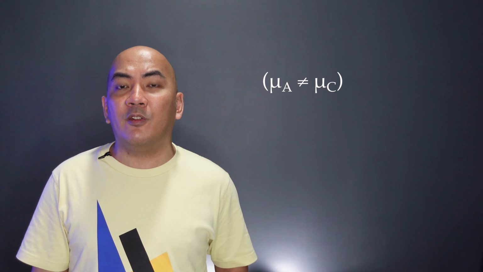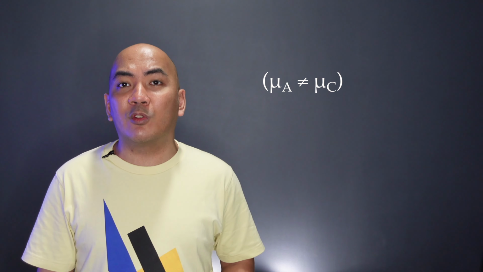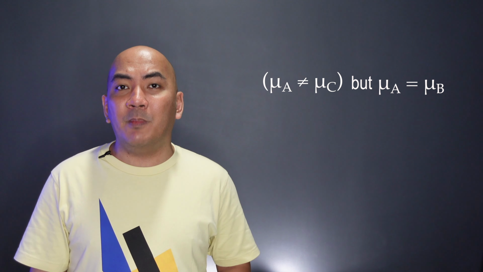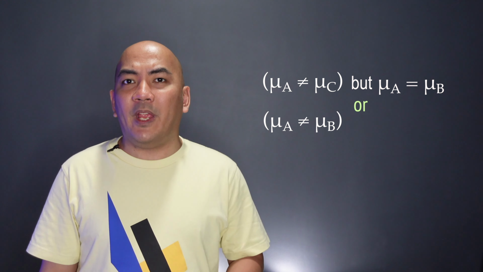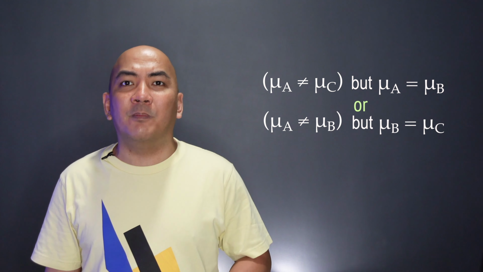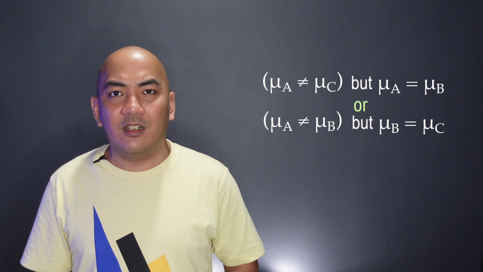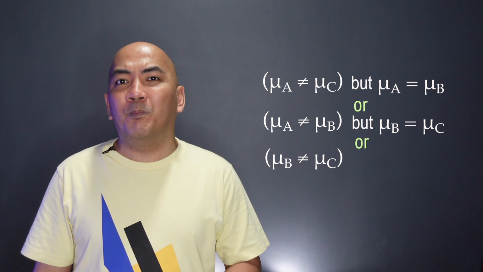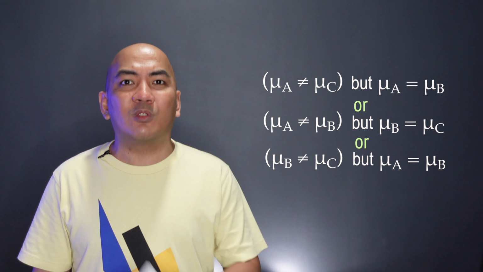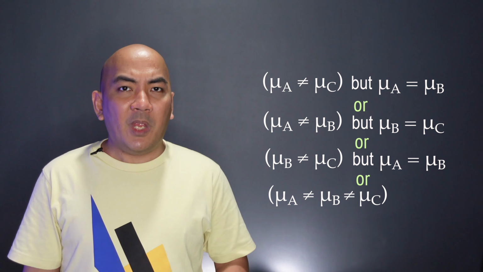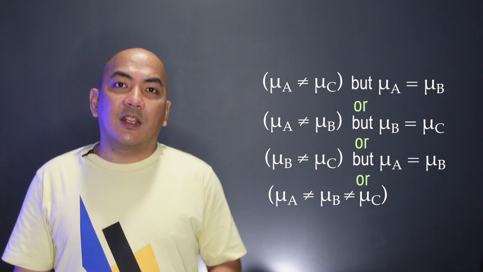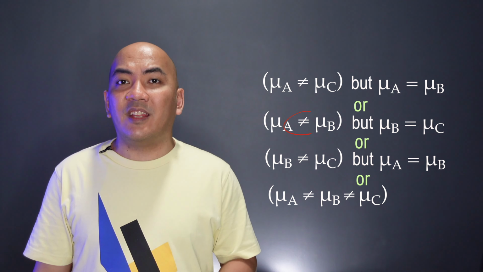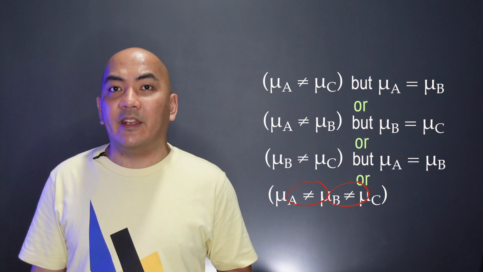Because although the alternative hypothesis implies that the mean of group A is not equal to group C, maybe the mean of group A is equal to B. Or maybe the mean of group A is not equal to B, but the mean of group B is equal to C. Or maybe the mean of group B is not equal to C, but equal to A. Or maybe the means of A, B, and C are not all equal. The thing is, all these possibilities contain at least one equal sign.